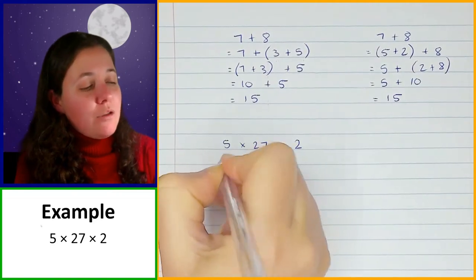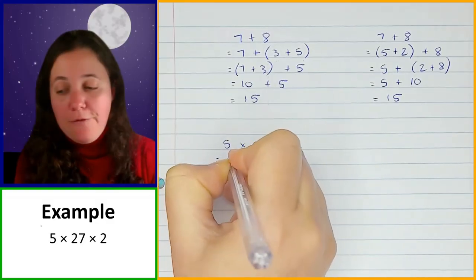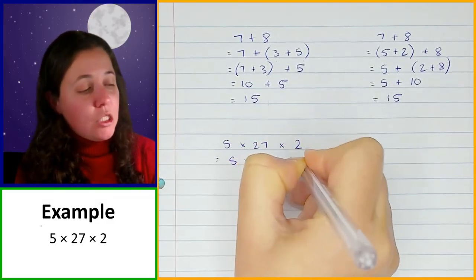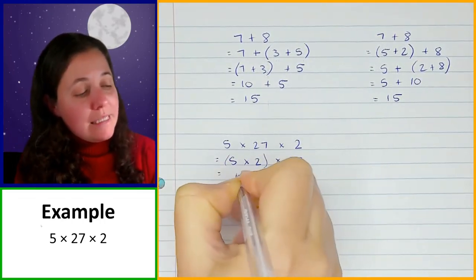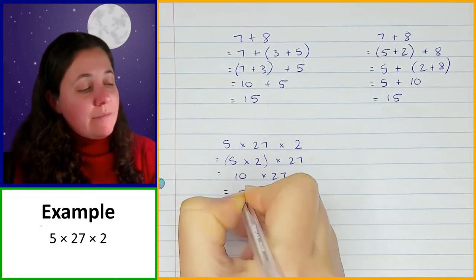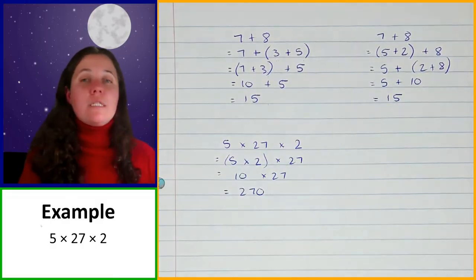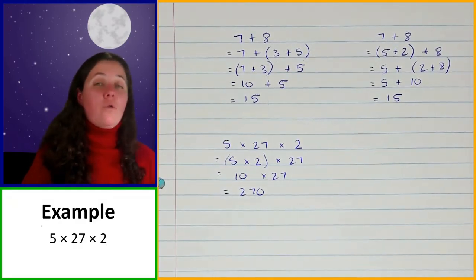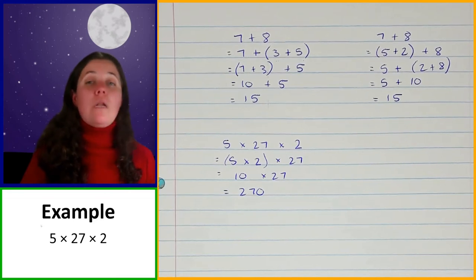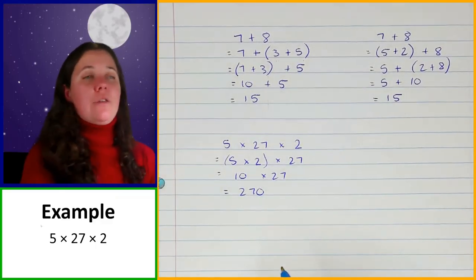Okay, so I'm going to multiply those together first. So I'm going to move it so that those are together first. So I'm going to have 5 times 2 times 27. And then I can say, well, I know that 5 times 2 is 10, times 27, and that gives me 270. Now it suddenly becomes so much easier than trying to work this out separately. Okay, so the commutative law can be used to rearrange things to make your life easier so that you can multiply things together that will be easier for you and then make your end multiplication easier as well. Okay, so that is example 2.